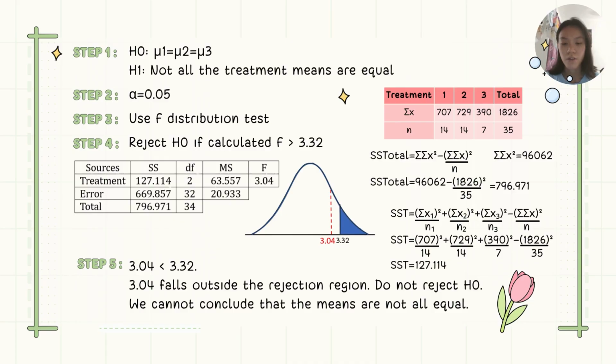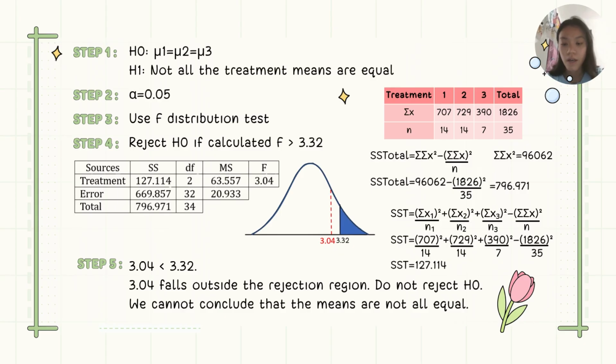And then for the calculated F, I will make a table for all the three treatments, which is the pink table on the right hand side. It will be the sums of x for each treatment and also the total. And I will use this data to calculate the sums of squares for the total and the treatment. For the SST, the sum of squares total, it will be the sum of x squared minus the square of the sum of x divided by n.